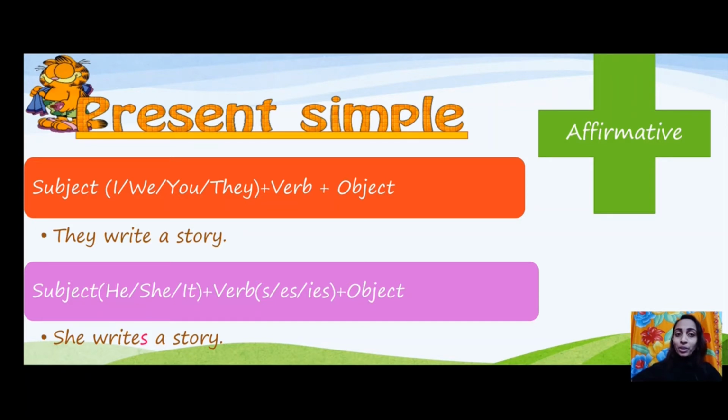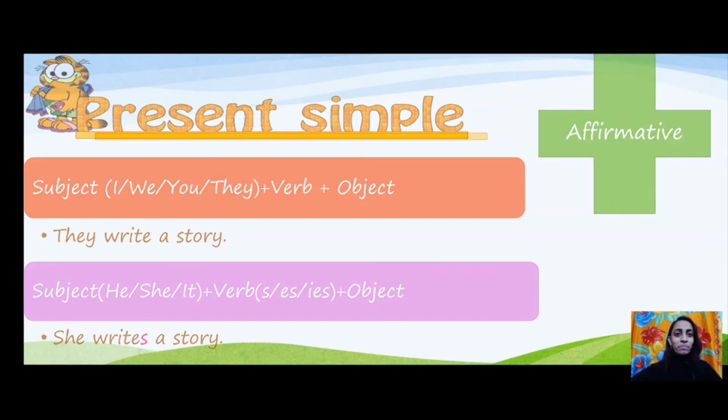She writes a story. And when we talk about adding es or ies to the verb, always remember if the verb ends with ch, sh, s, o, x, then we add es to the verb. And if the verb is ending with a consonant followed by y, in that case we remove y and we add ies. Do you remember this? We had already studied this, right?